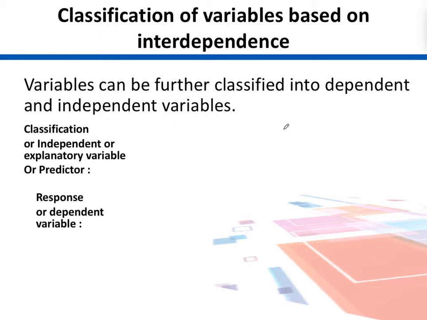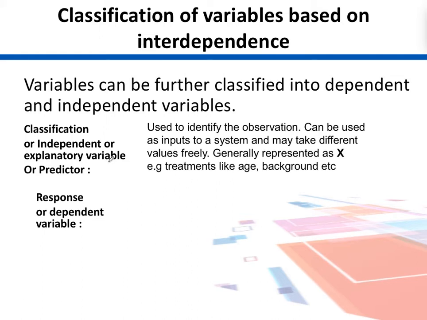Variables can be classified into independent and dependent variables, on the basis of their interdependence. An independent or explanatory variable, also known as a predictor, is used to identify the observation, and it can be used as input to a system, and it may take different values freely. Generally represented as X, for example treatments like age or background.